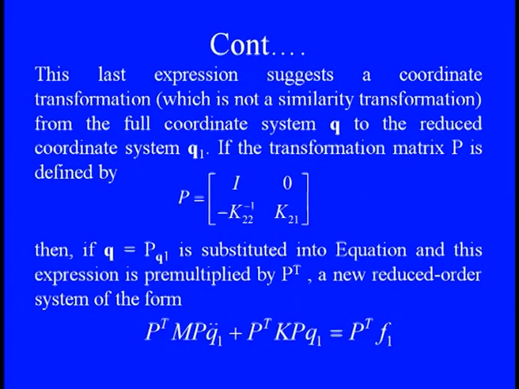This expression simply gives a coordinate transformation from the full coordinate system Q to be reduced now to the coordinate system Q1. This is not simply based on a similarity transformation, but is a clear transformation which gives the reduction of the model. And if the transformation matrix is P, then P is nothing but [I; minus K22 inverse K21], as we have seen in the previous case.